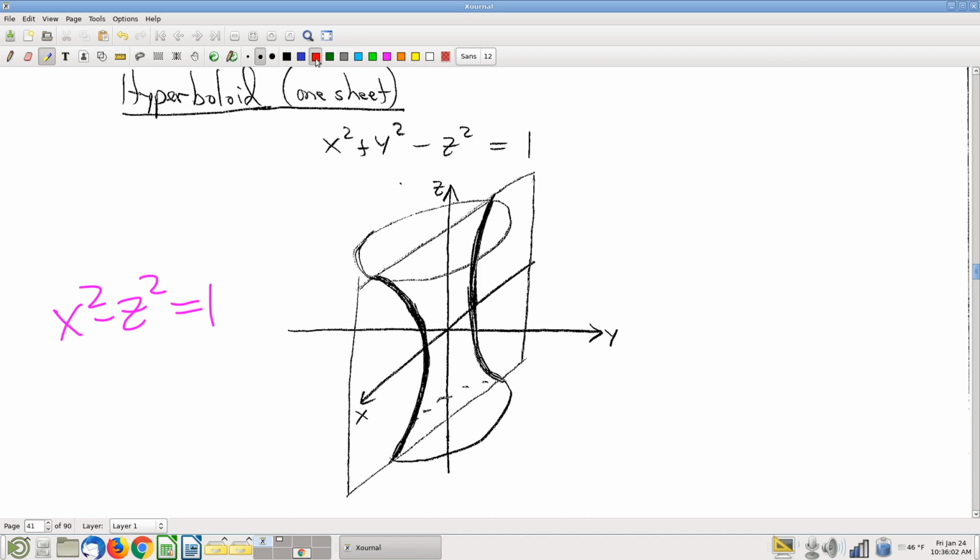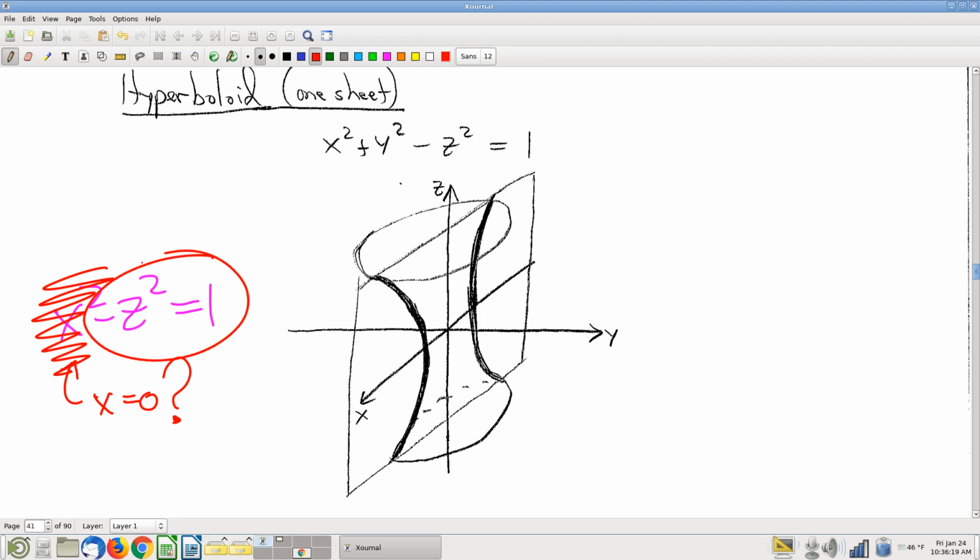Let's imagine what would happen if x were equal to 0. I'm going to write this down over here in reference to this thing: x equals 0, question mark. Wait a second. If x were equal to 0, that would require that a negative of a square be positive 1. And that doesn't make any sense. There's no way that's ever going to happen. So what we conclude from this is that x cannot equal 0.